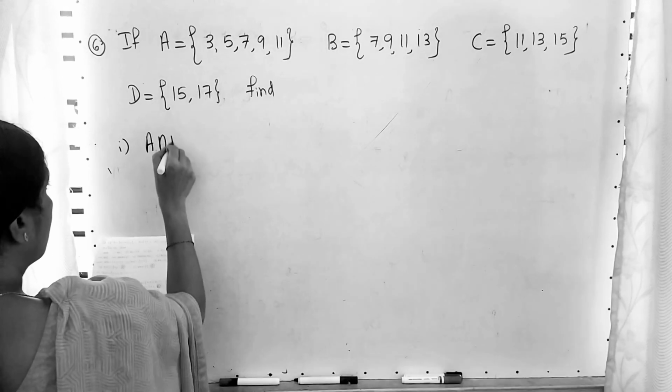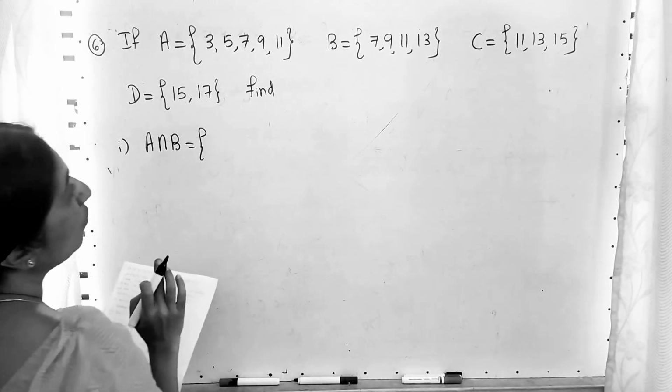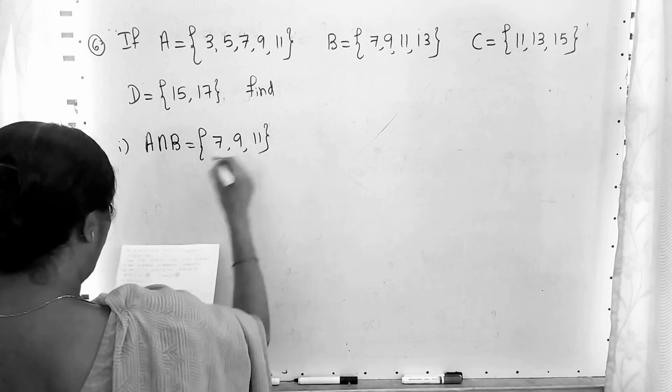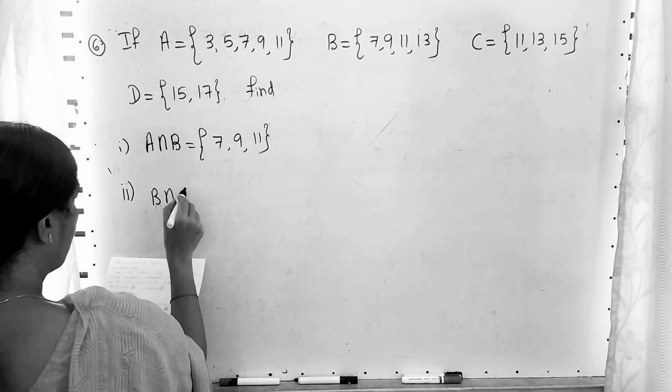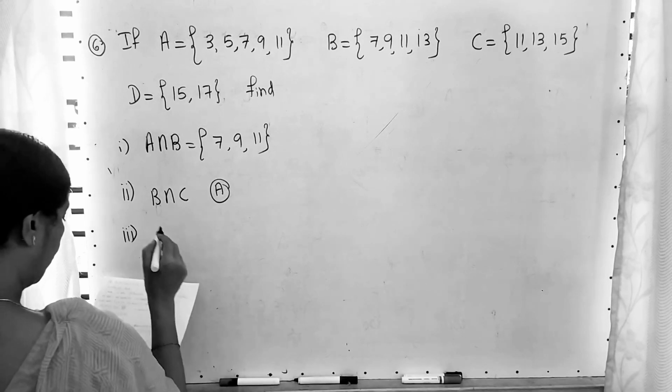First question, A intersection B. Yes, intersection means we have to write only the common elements. That is 7, 9, 11. The second one I will give you as an assignment. B intersection C, assignment.